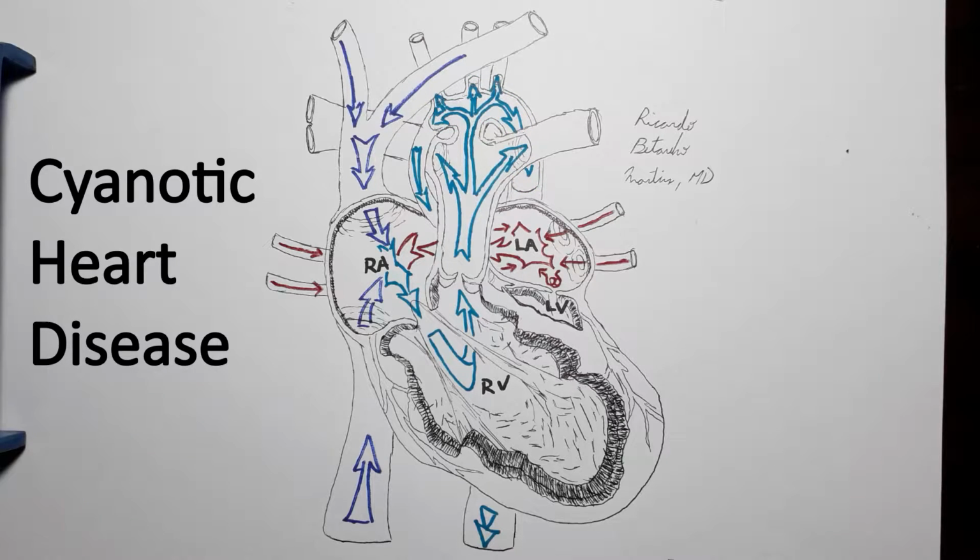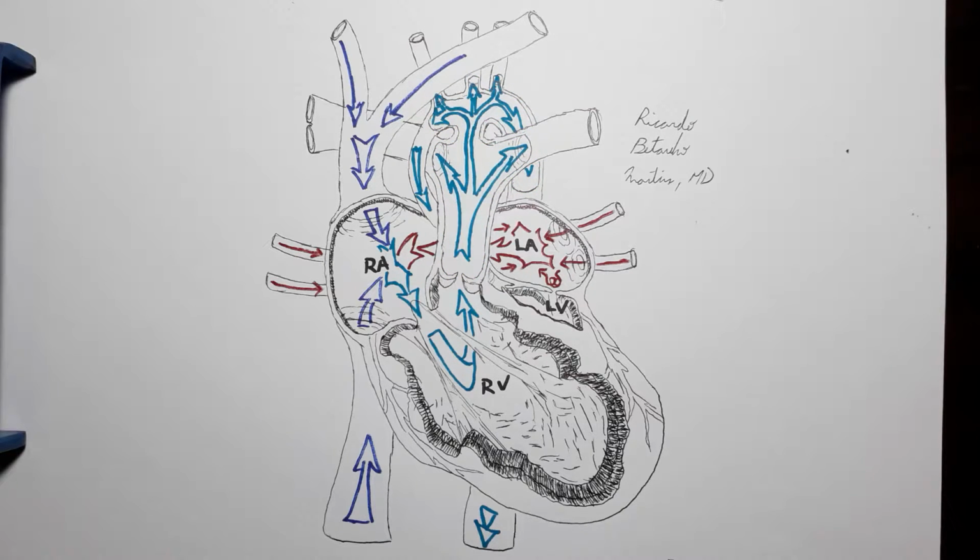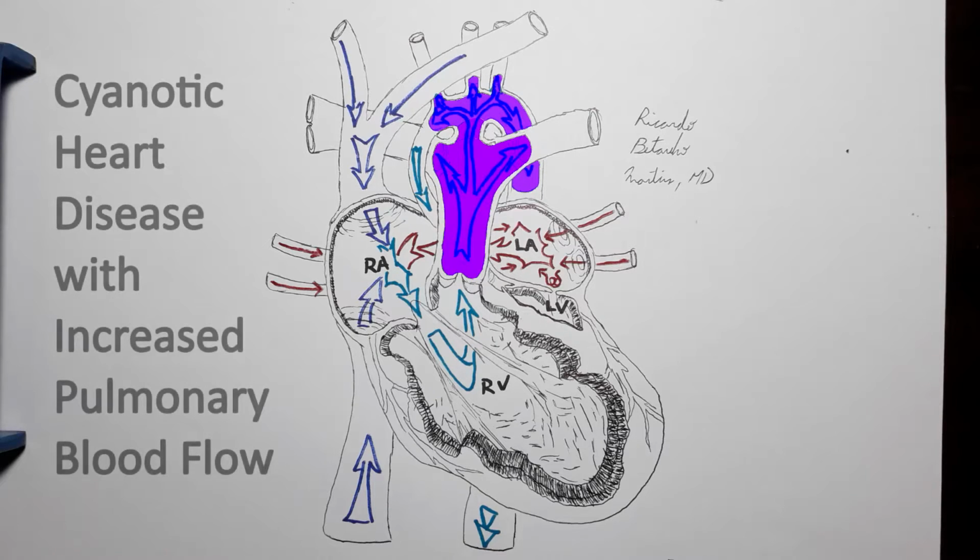Analogously, since all the blood has to go through the pulmonary trunk to then reach the aorta, we can deduce that the pulmonary trunk will have to handle both its normal flow and the aortic flow, so twice what would be normal. And that's why it's considered a cyanotic congenital heart disease with increased pulmonary blood flow in its classification.